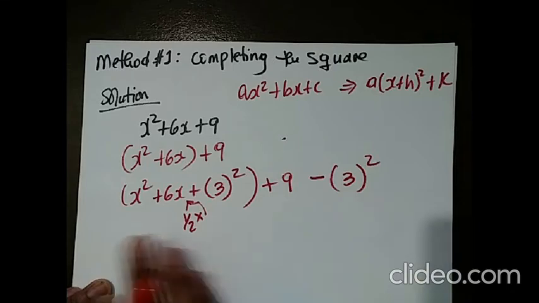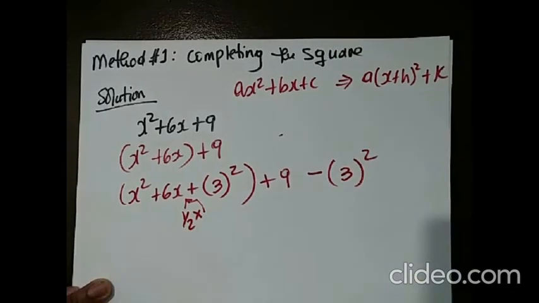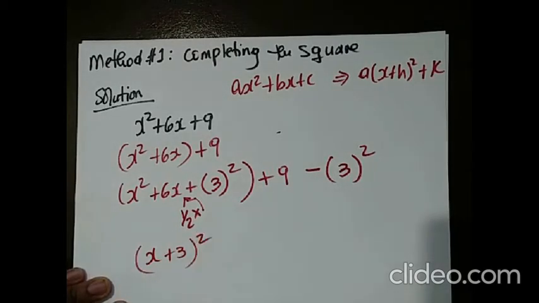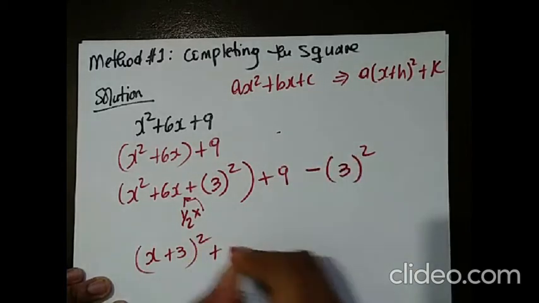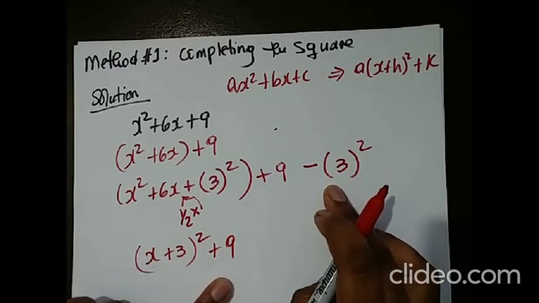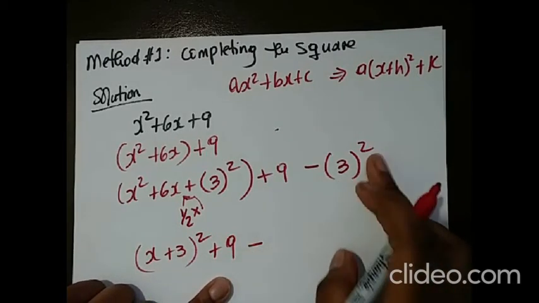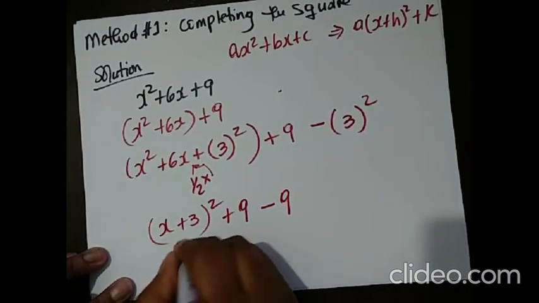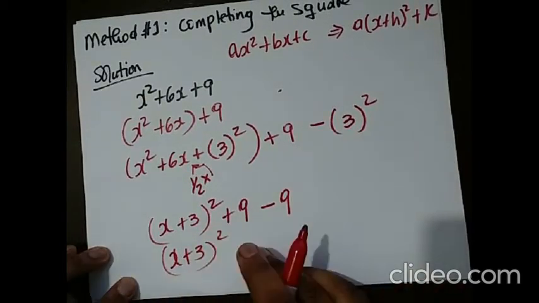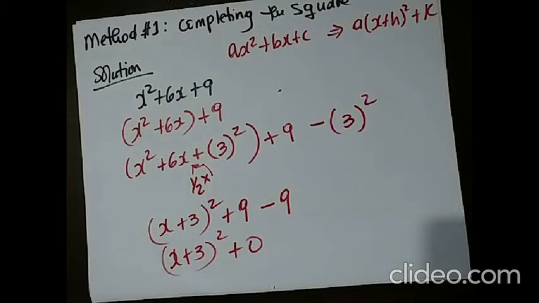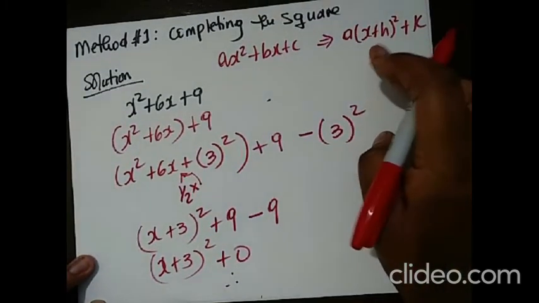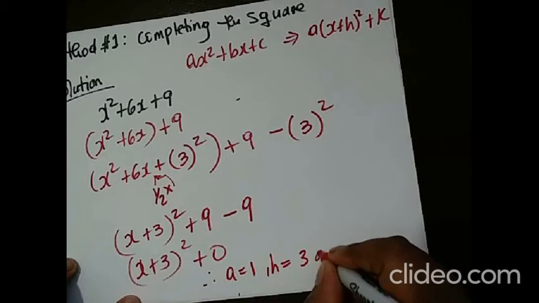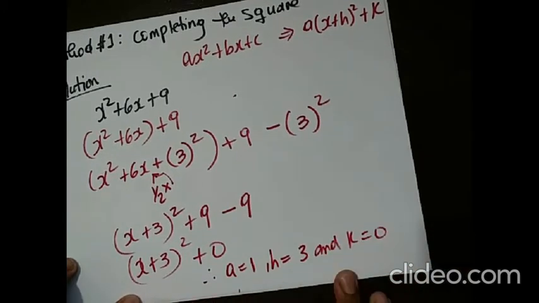So now we're just going to keep the terms that have powers of 2. So we have x plus 3 all squared, carry down our 9 minus 3 squared, which is 9. And we can go ahead and simplify. So we get x plus 3 all squared plus 0. So we know that in this form, our a is equal to 1, our h is equal to 3, and k is equal to 0.